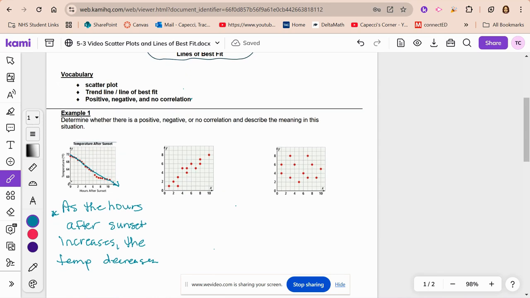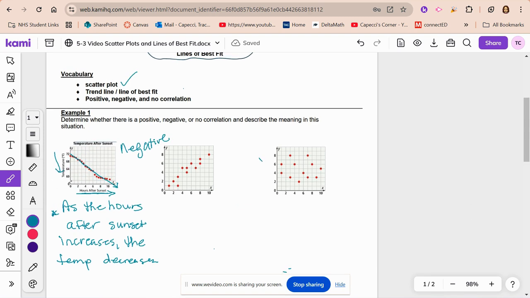Okay. So what this says is as the hours after sunset increases, right? So as this goes up, the temperature decreases. When that's the case, we're going to say that's a negative correlation. As one goes up, the other goes down. Also, if you just look at the line itself, that's a negative slope, upper left to bottom right.